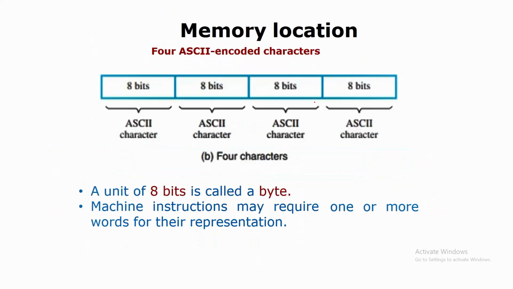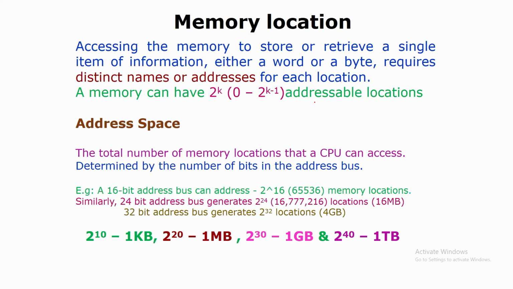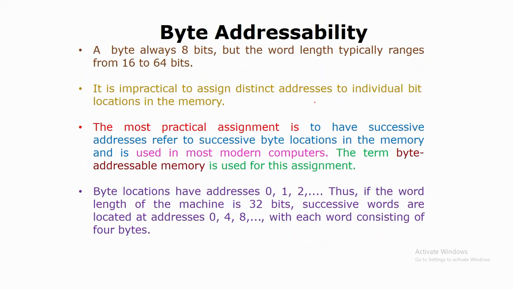So the next thing is byte addressability. What does byte addressability tell us about the computer system? Modern computers use byte-addressable memory. Here every byte has its own unique address, which has been explained in the previous lectures also. Each byte has a unique address, and that address is linked to the memory.